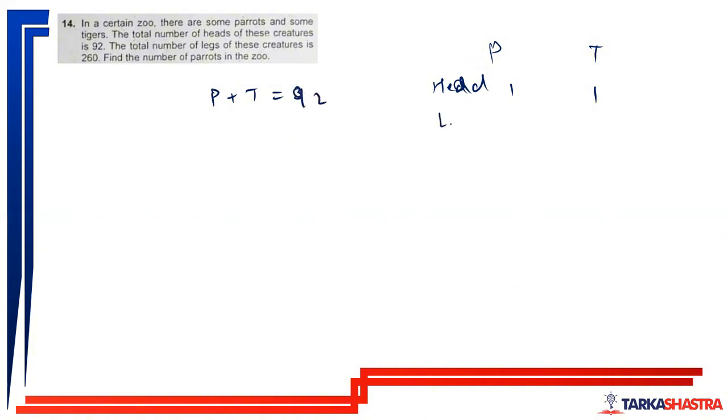And the total number of legs. How many legs does each have? This one has 2, this one has 4. So total legs 2p plus 4t is 260. Okay? How to solve it?